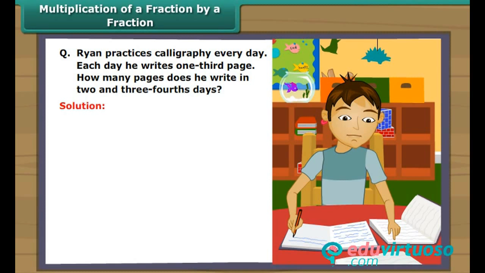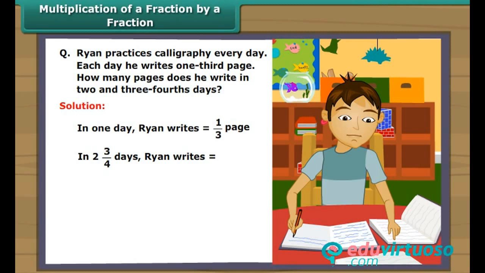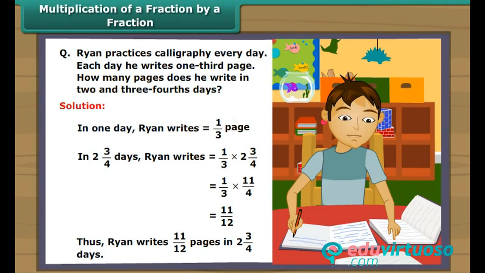The part of page written by Ryan in one day is equal to 1/3. So the part of page written by Ryan in 2 3/4 days is equal to 1/3 multiplied by 2 3/4. This is equal to 1 upon 3 multiplied by 11 upon 4, which is 11 upon 12. Thus Ryan writes 11/12 pages in 2 3/4 days.